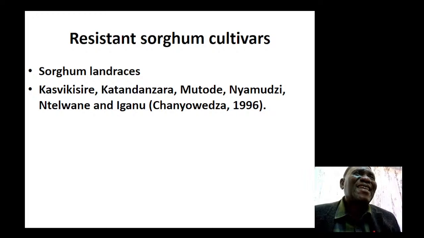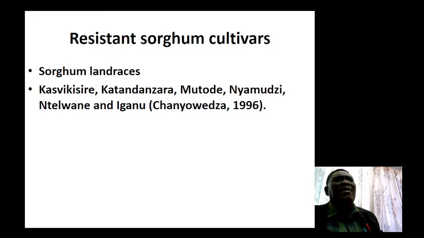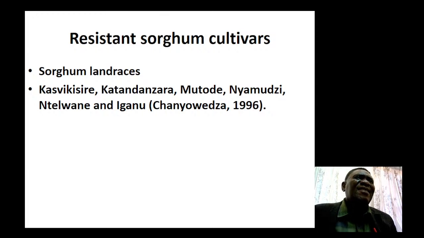Now, resistant sorghum cultivars, we have sorghum land races: Kasvikisire, Katandadzara, Mutole, Nyamudzi, Muteruwane, Ndigano. I think these land races are tolerant to Striga.